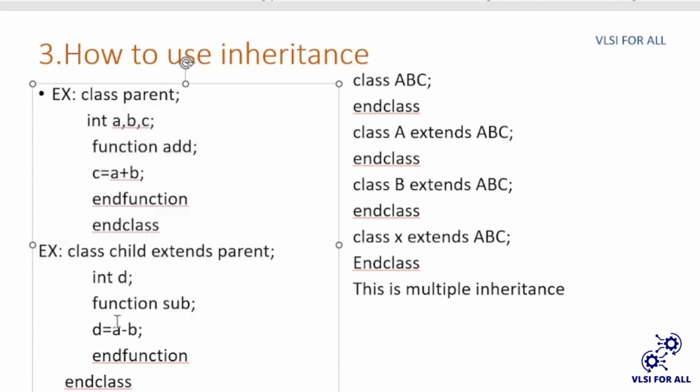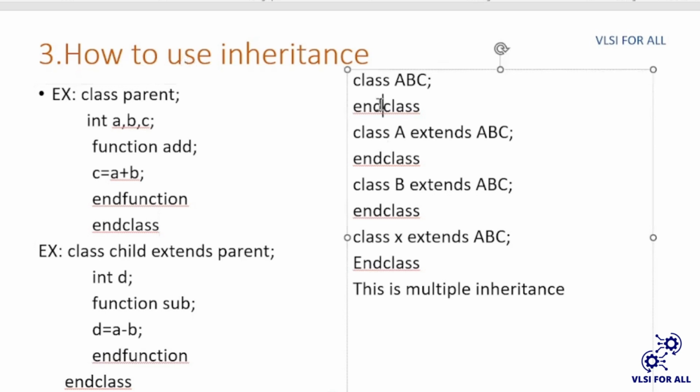Whenever I create an object for this child class, it will create an object for this child as well as this parent. So in this way we have to do inheritance. Okay, understood? You understood, right? As I told you, there are two types of inheritance, multiple inheritance and multi-level inheritance.